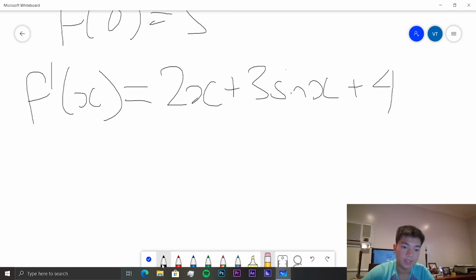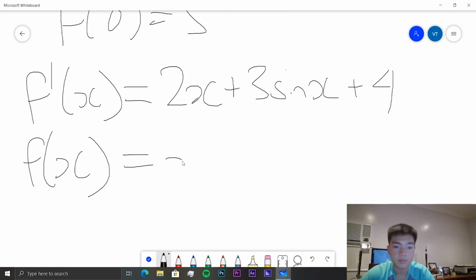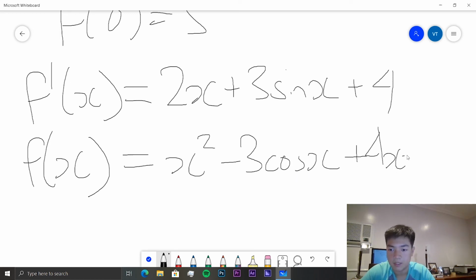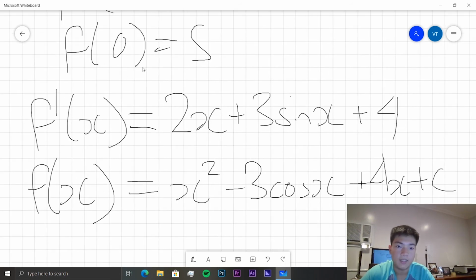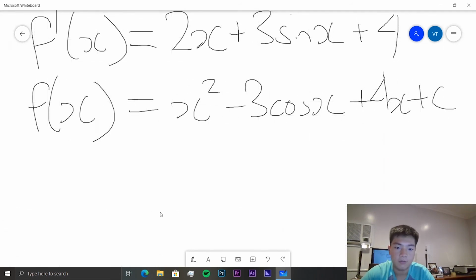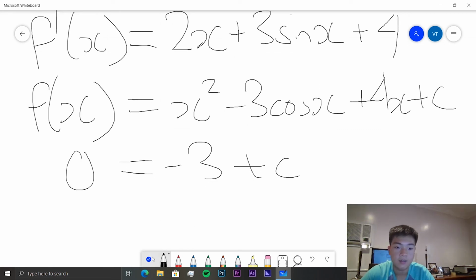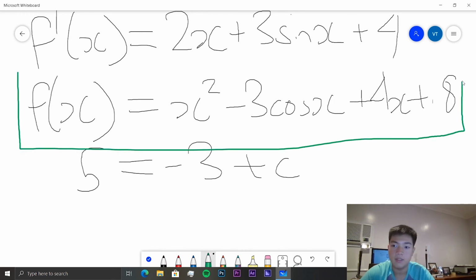So next we need to integrate this to get the original function. So this should be x squared minus 3 cosine x plus 4x plus c. And we're given that at 0, this original function is equal to 5. So 5 is equal to negative 3 plus c. So c must be equal to 8. So our new function is x squared minus 3 cosine x plus 4x plus 8. That should be our function.